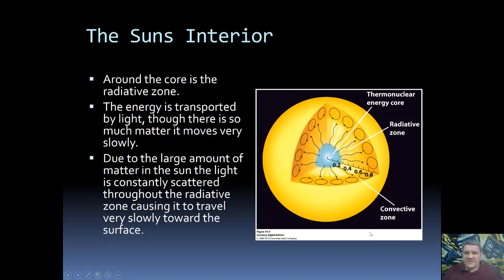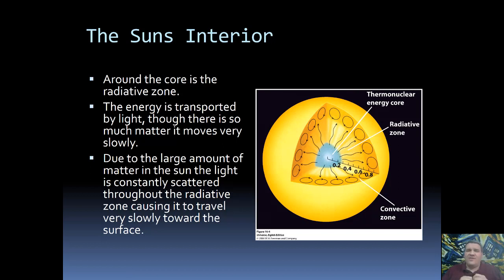Surrounding the core is the radiative zone. Through the radiative zone, energy is being transported as radiation. Now, before we said that radiation is where the energy is traveling without matter. So, does that mean that there's no matter in this region? Absolutely not. There is still tons and tons of stuff in this region, but it is more efficient for the energy to escape as light than trying to push through the matter.